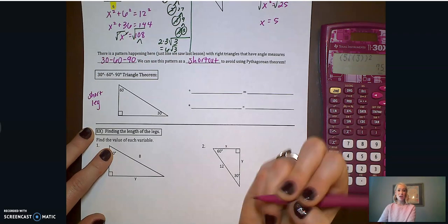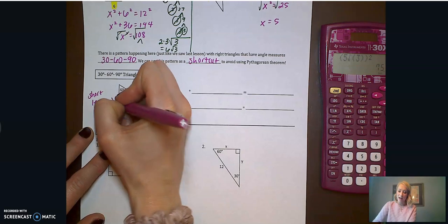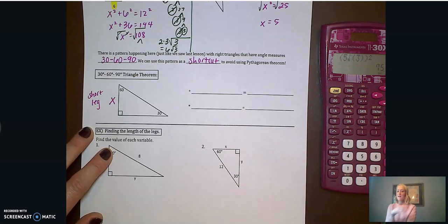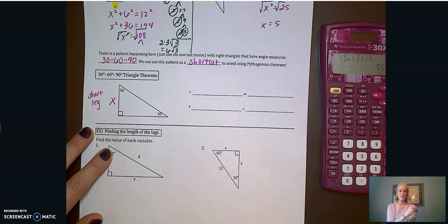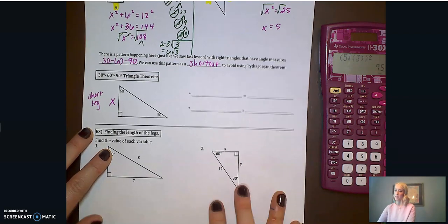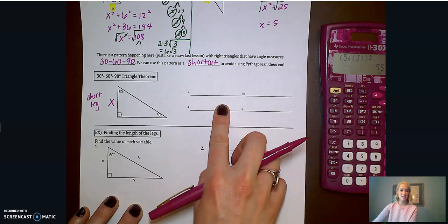Okay, you'll see me talk about that a lot. I'm going to call that leg just X. That's the leg that we use to figure out all of the other pieces in the triangle. Okay, so these are the big ideas for today.